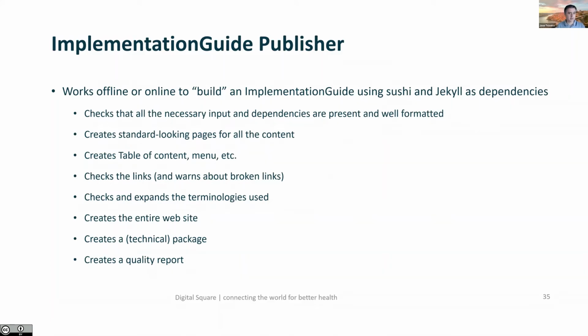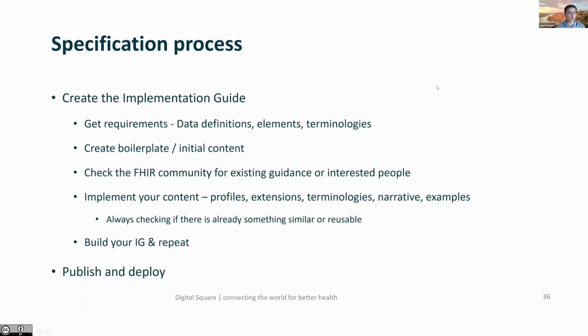The implementation guide publisher is an open source tool that works offline or online, and it builds an implementation guide. It does a lot of checks, check the input, check if everything is consistent, check if you make an example for something, and if that example is consistent with your definition, it checks every link that you add in there to see if it's broken or not. It creates all those pages. It's a tool that provides all those functionality that you've seen there, and it's one single tool, and it's not something that you have to worry about, just for you to know what's going on behind the scenes.